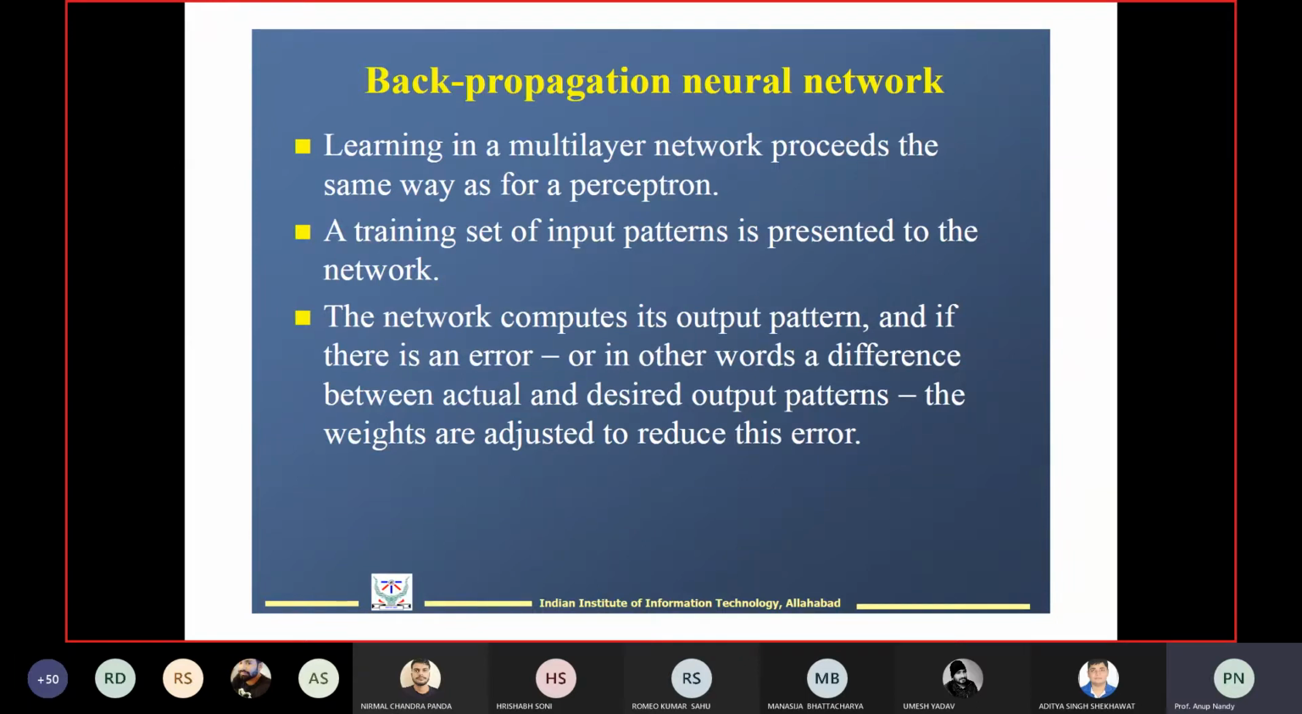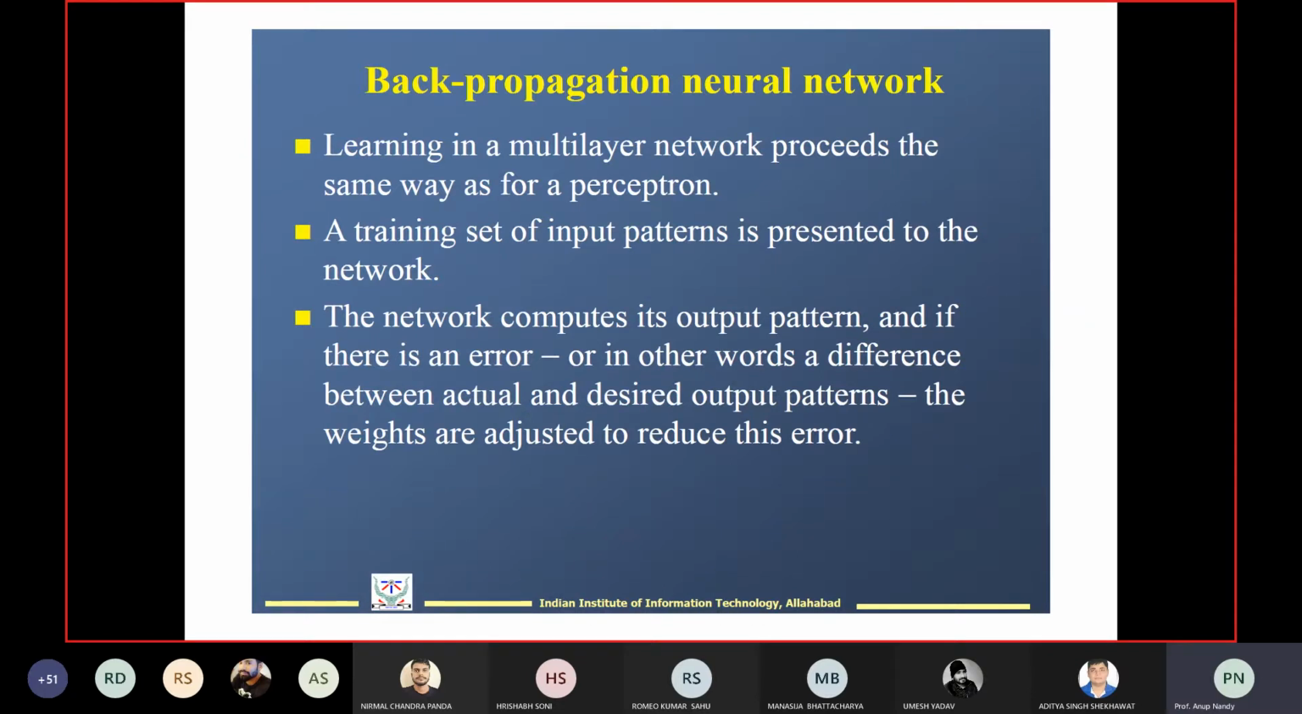Okay, so now this learning in the multi-layer perceptron network, or multi-layer network, proceeds the same way as for a perceptron. This we have already seen in the single perceptron. We used a learning algorithm, the delta rule, step by step, three or four steps. We have to do the same for the multi-layer perceptron.